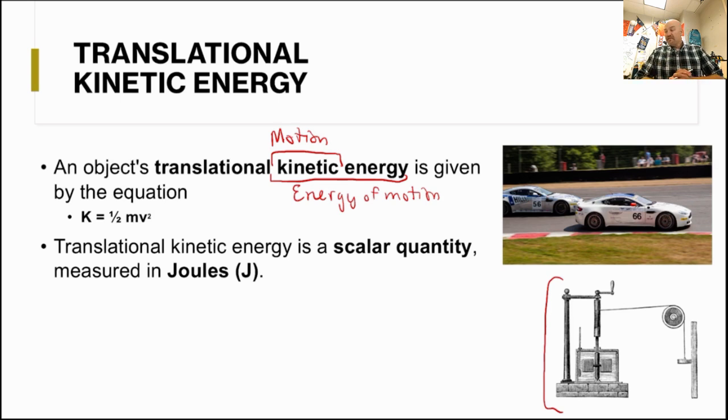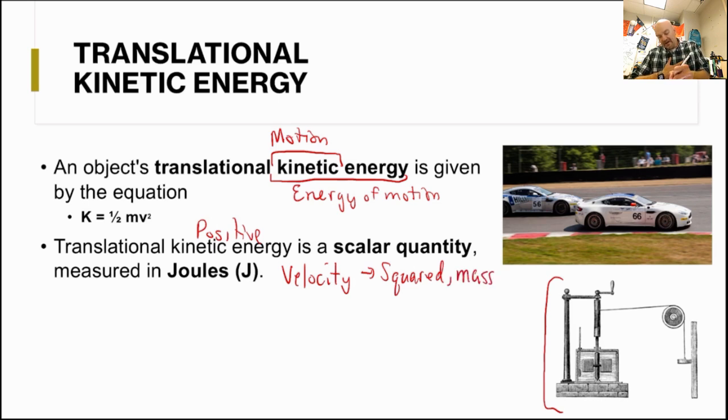Now, something to note is that kinetic energy will always be positive. If you look at the factors for kinetic energy, you have two. You have velocity, but that's going to be squared, so that number can never be negative. And as far as we know right now, the other factor, mass, can't be negative. So that's why kinetic energy will always have a positive value for those two reasons: one, velocity is squared, and two, again, as we know right now, mass can't be negative.